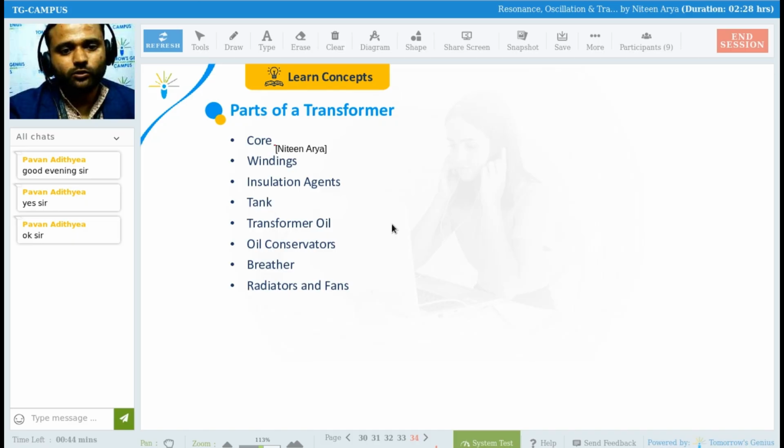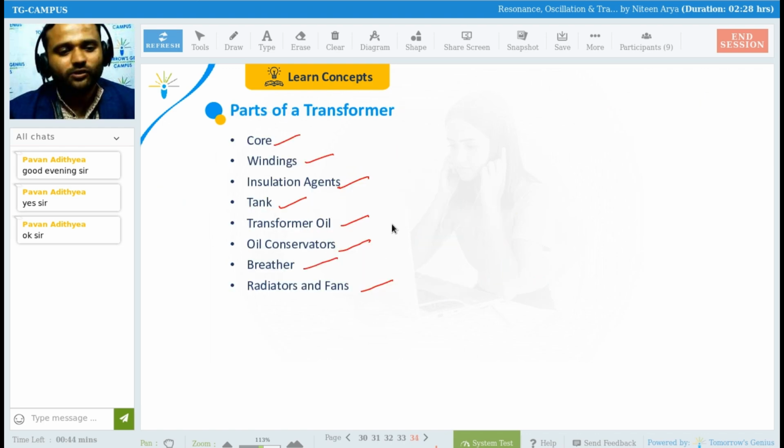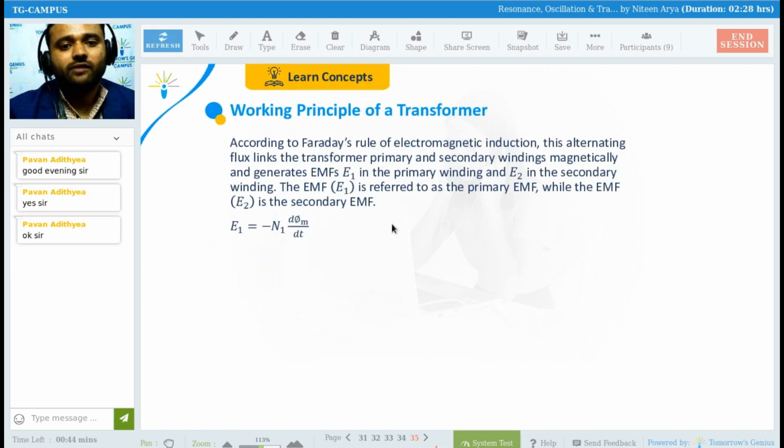Parts of a transformer: core, windings, insulation, tank, transformer oil, oil conservator, breather, radiators, and fans. You don't need to worry about all these things, because this construction is not there in any kind of questions right now. Working principle, that is important. Let's look at it. So what is the working principle?